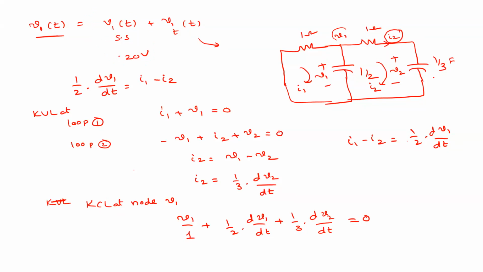So now any idea how to obtain V1 here? Yes, sir. Differentiating I2 equals V1 minus V2, sir. We can substitute V1 equal to V2 plus I2, sir. And substitute I2 in terms of V2, sir. But we want the equation in V1 now. V1 equal to V2 plus I2, sir. Substitute.